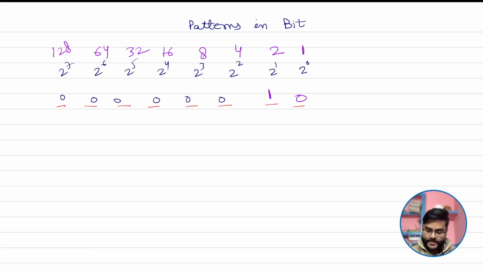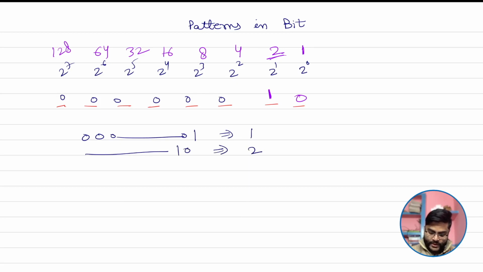If this bit is 1, that means its value is 2. If this bit is 1, its value is 4. If this bit is 1, its value is 8. So I can write it like this: zeros 1, it will be 1. Zeros 1 0, it will be 2. Zeros 1 double 0, it will be 4. 1 triple 0, it will be 8.